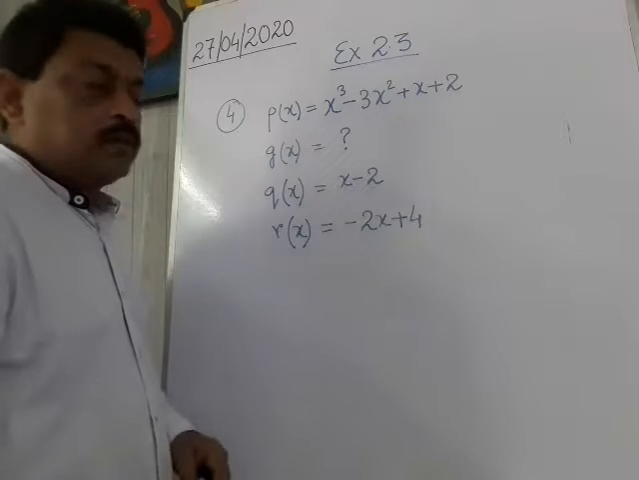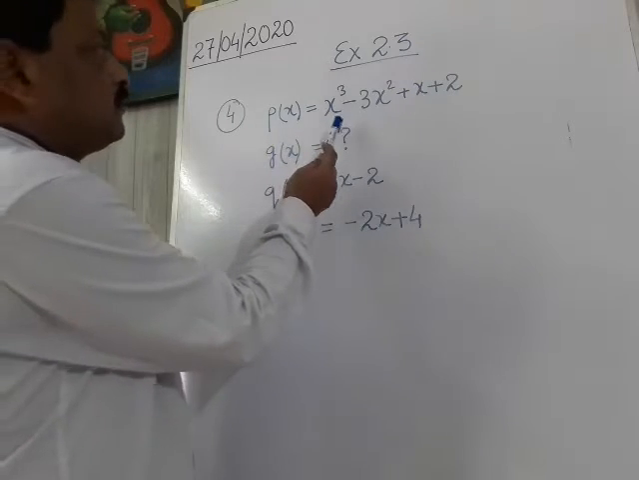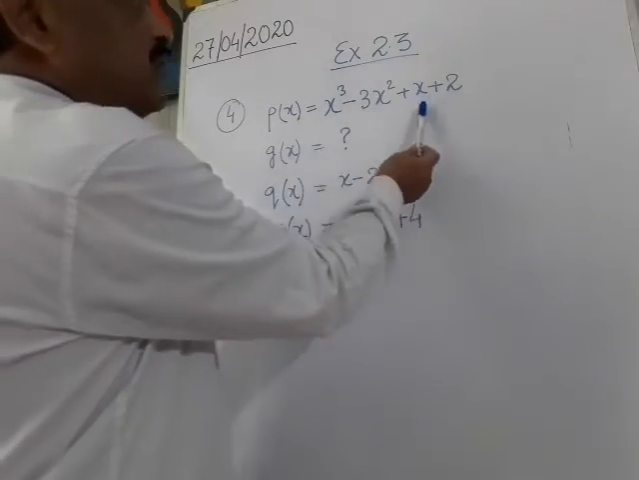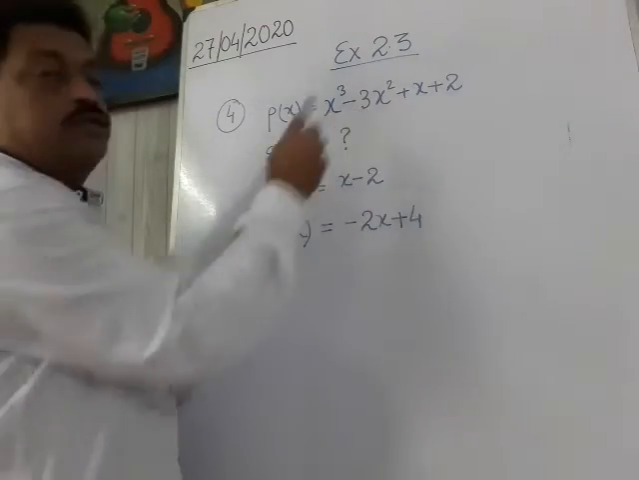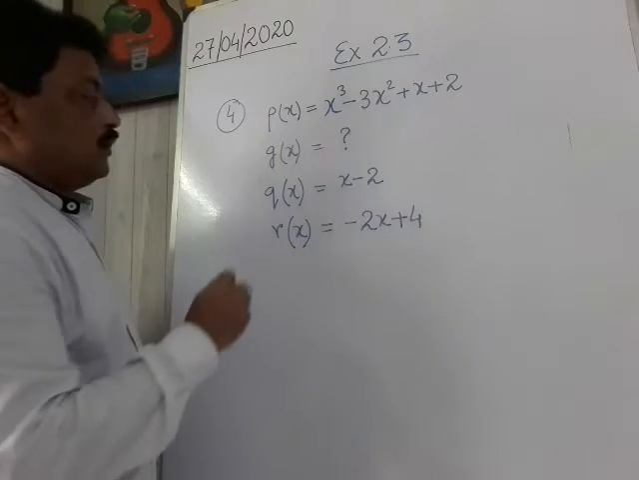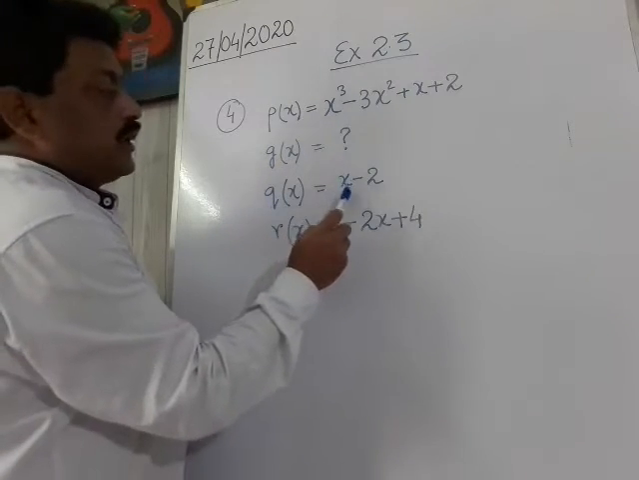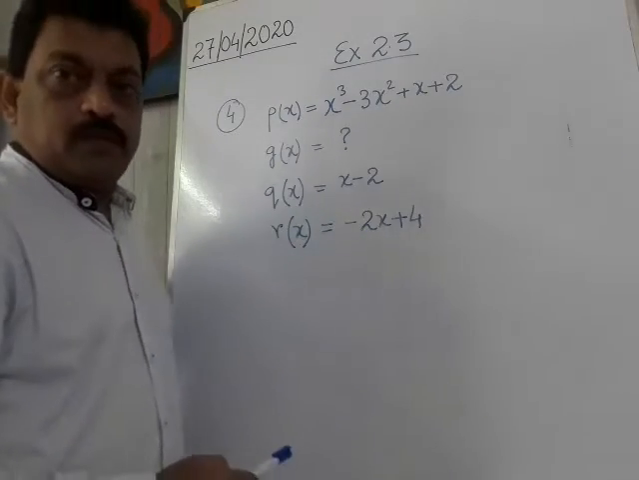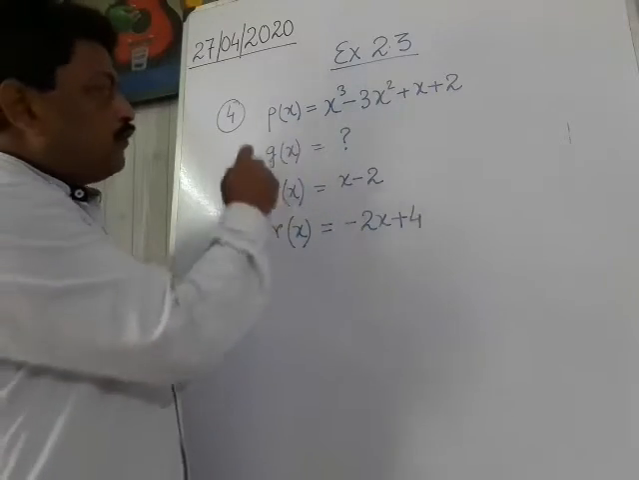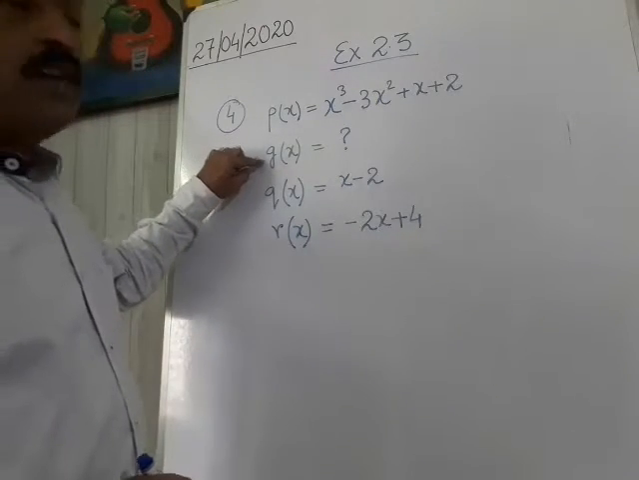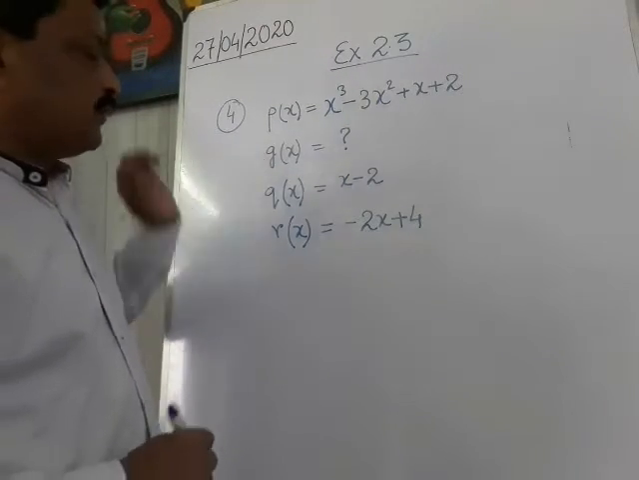Here is the question. A polynomial is given, p(x) equals x cube minus 3x square plus x plus 2. It is divided by another polynomial g(x) whose value is not given, but the quotient is x minus 2 and remainder is minus 2x plus 4. We have to find the g(x), that is the divisor. We don't know the divisor, we have to find it.